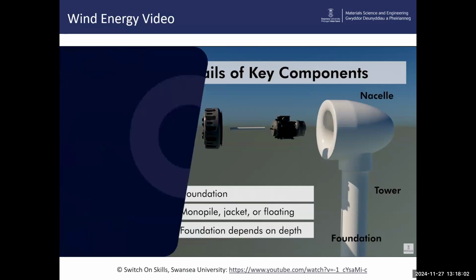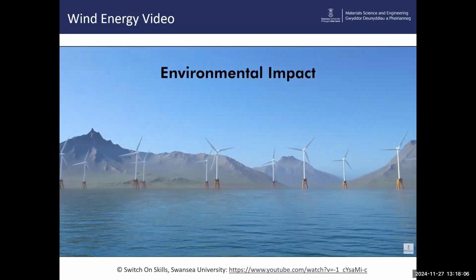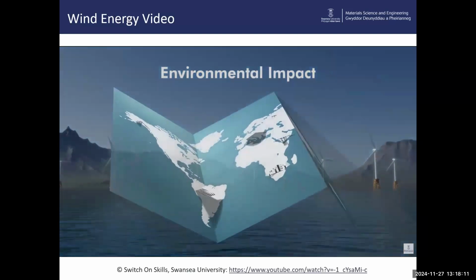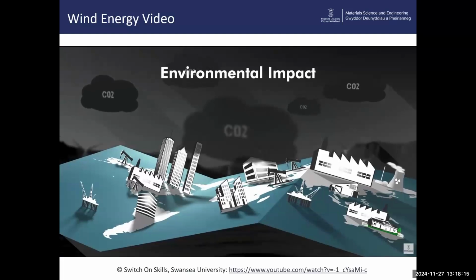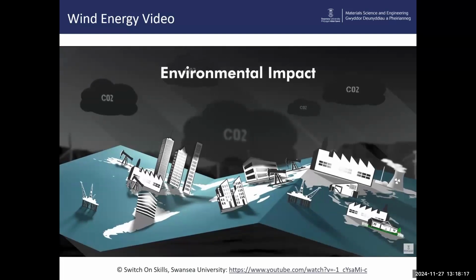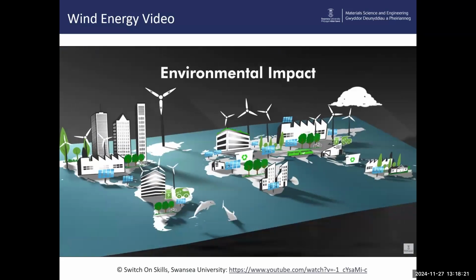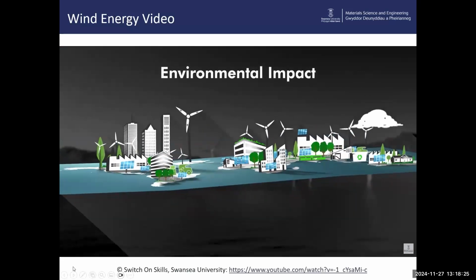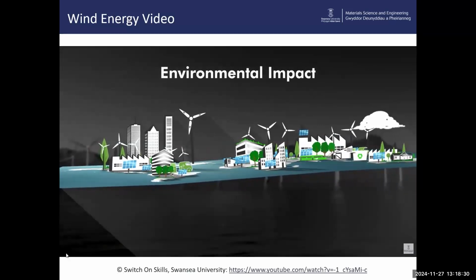Let us think about environmental impact. Offshore wind farms have a much lower carbon footprint compared to fossil fuels. They don't emit greenhouse gases or air pollutants, helping to combat climate change. However, they must be carefully located to minimize impacts on marine life and ecosystems. Detailed environmental impact assessments are conducted to understand potential effects on marine mammals, fish, and birds.